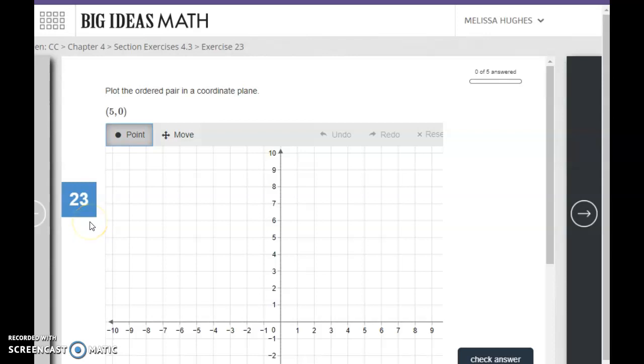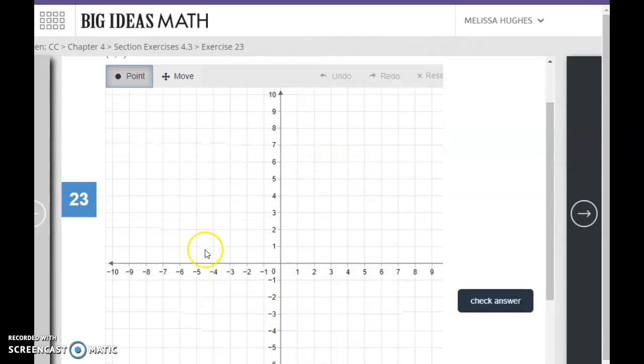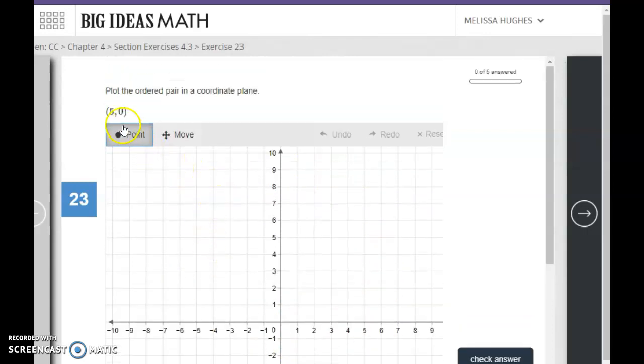So the very first question, once you log into bigideasmath.com, says plot the ordered pair in a coordinate plane. Well, this is a coordinate plane, or sometimes people call it a graph. Now this is the ordered pair that you need to plot. This first number tells you where you go right or left. The second number tells you where you go up or down.